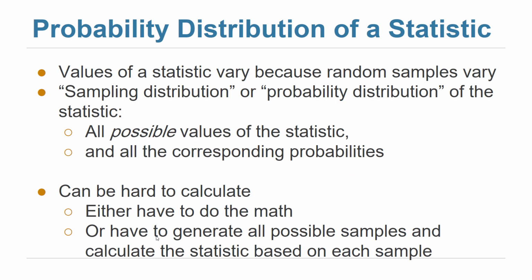So this is the summary of what we did. Probability distribution of a statistic. The values of the statistic, of course, vary because of the random samples. To get the probability distribution, we need all possible values of the statistic and all corresponding probabilities, but that might be hard to calculate.